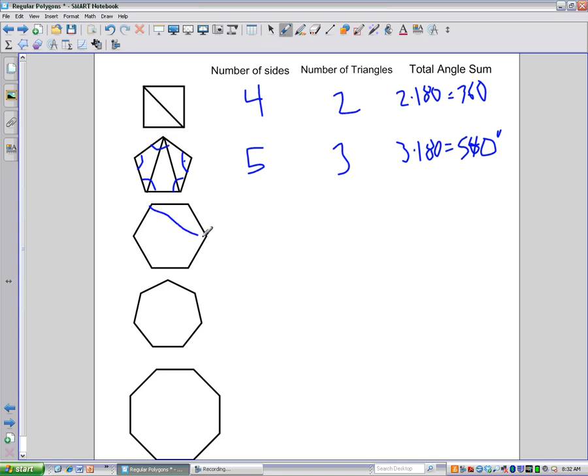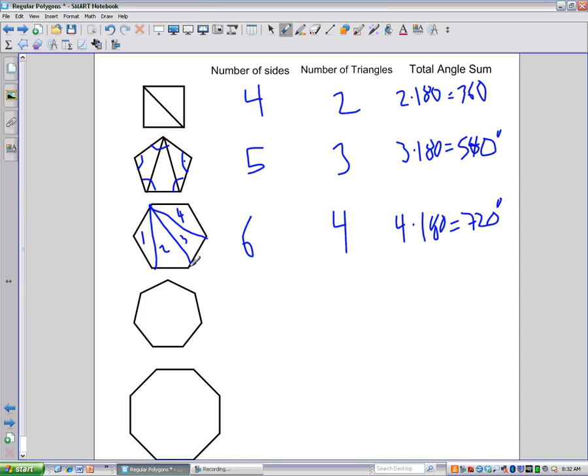Similarly with this thing, I'm going to go old school here. I can get 1, 2, 3 lines. And that gives me 1, 2, 3, 4 triangles. So if I have 6 sides, I get 4 triangles. Total angle sum, 4 times 180, which is 720 degrees.